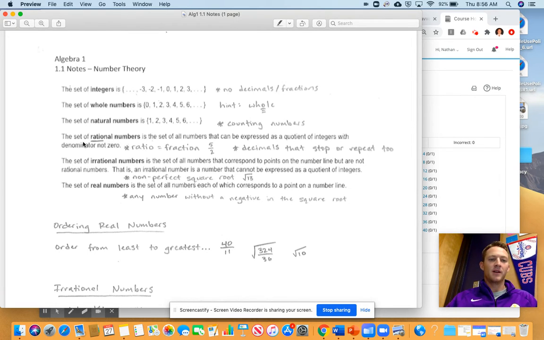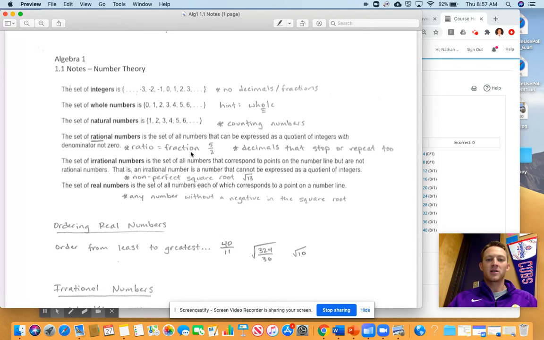I'm looking over here at the set of rational numbers. Numbers that can be expressed as a quotient of integers where the denominator is not zero. That's just fancy for a fraction where we have whole numbers on the top and bottom, and the bottom number isn't zero. Notice that in rational, we have ratio as our root word.